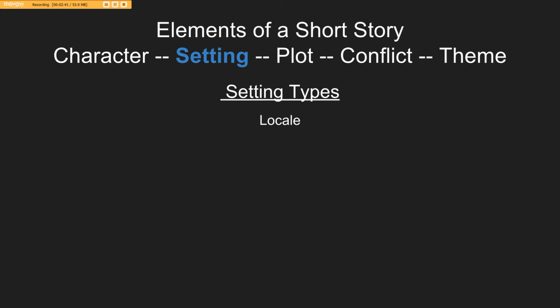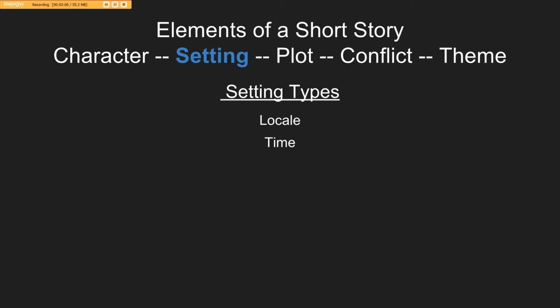Different types of setting. We have the locale. That's where is it? Does it take place in the United States? Does it take place in space? Does it take place on an island somewhere? This is the main setting for your story.